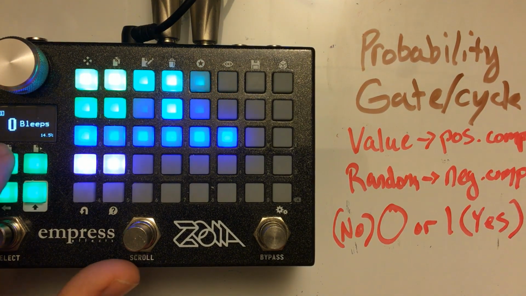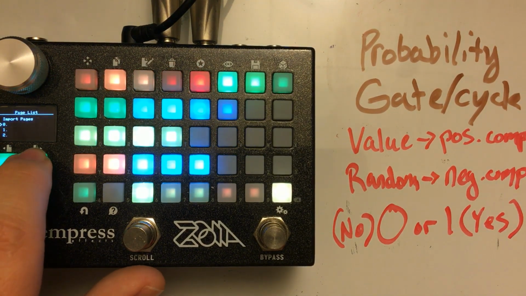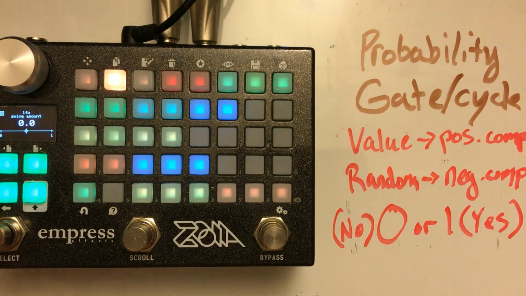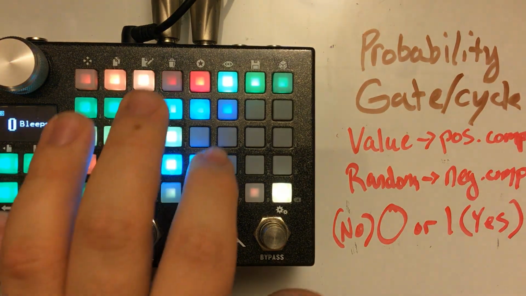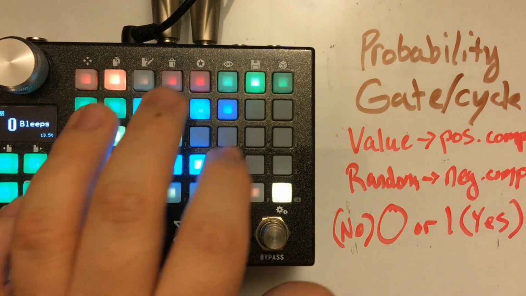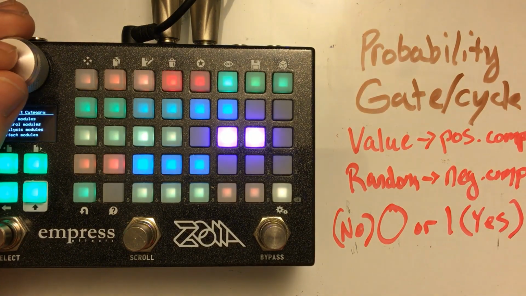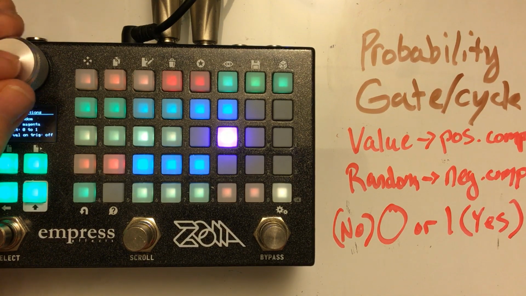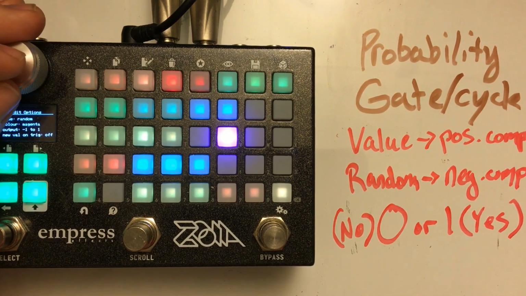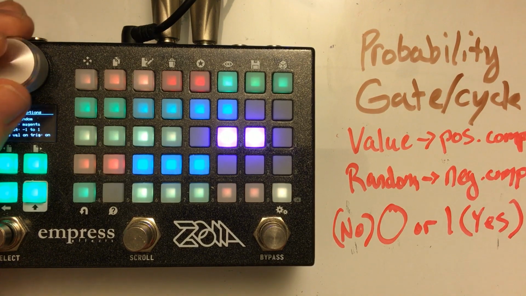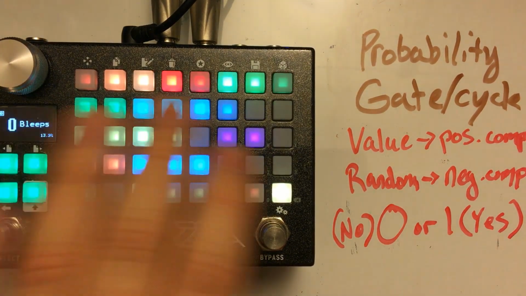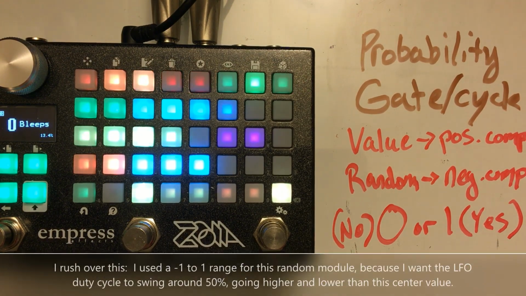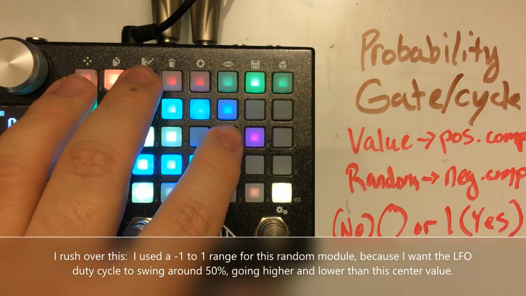I'm gonna just add in another one. Remember, I left this swing amount open, or added it, and I'm just gonna throw in a random module that adjusts the swing per step. And I used a -1 to 1 because I want the duty cycle of the LFO sometimes to be long and sometimes to be short.